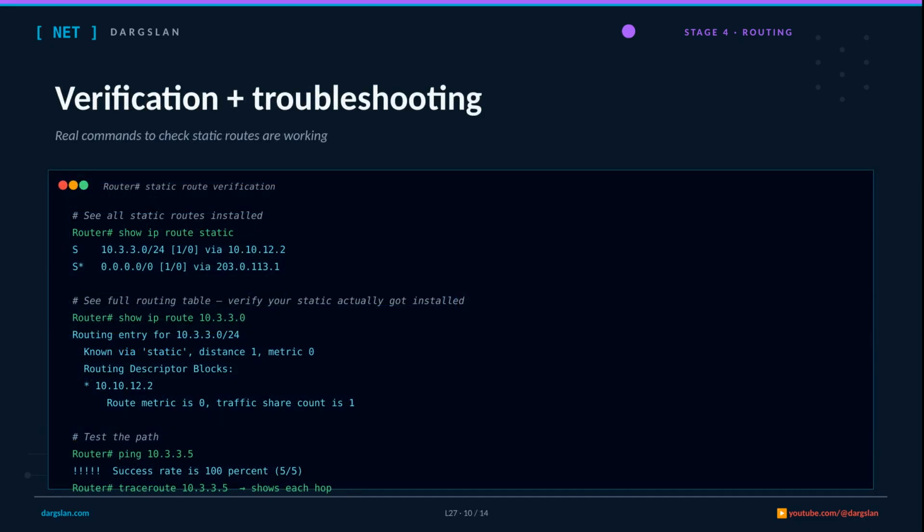With routes configured, you need to actually verify they're working, and there's a small toolkit for that. show ip route static filters the table down to just your hand-built entries, while show ip route followed by a specific prefix tells you exactly how that route got installed, its administrative distance, and the next hop it resolved to. Then prove the data plane matches the control plane. A ping confirms reachability, and a traceroute walks you, hop by hop, so you can see precisely where traffic is going, or where it's quietly dying.